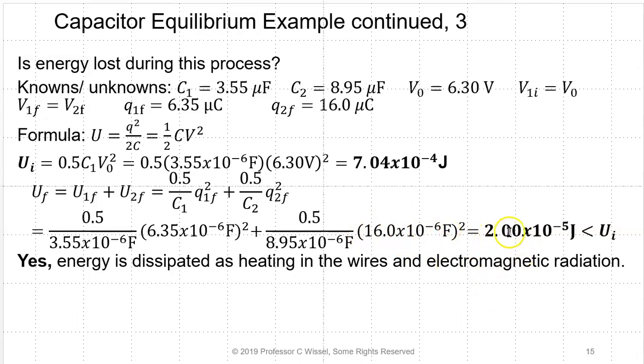It ends up being 2.00 times 10 to the minus 5 joules. And yet it is definitely less than the initial energy. In other words, it's lost more than 2/3 of what it had. So yes, energy is dissipated as heating in the wires and as electromagnetic radiation as the current flows through the wires.